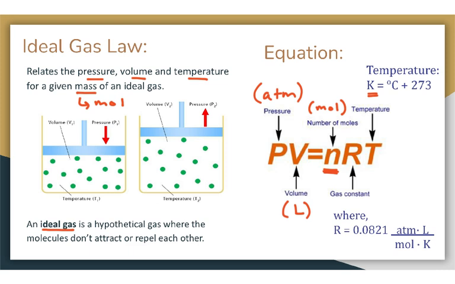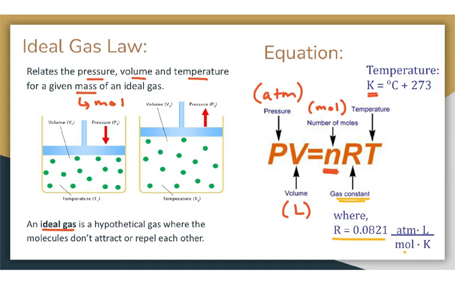This R value is a new value that we have not seen yet, and that R value is a gas constant, meaning that it's going to be a constant number in any of our problems, and R is equal to 0.0821 atm times liters per mole times Kelvin.